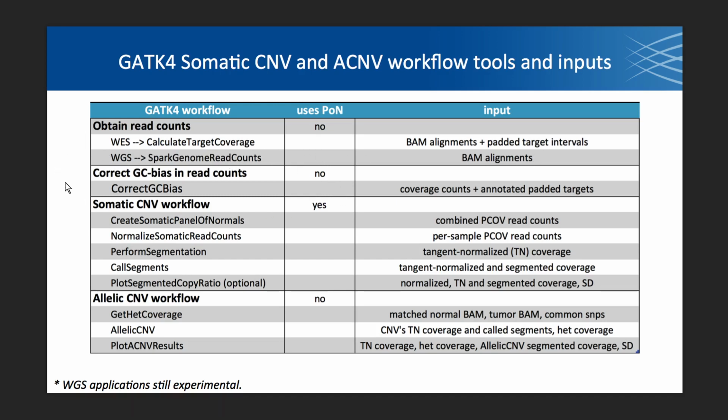You have an option to correct for GC bias in read counts with a tool called correct GC bias. And then we have the somatic CNV workflow, which takes the read counts or the GC bias corrected read counts and has 5 tools you can use to get copy number variant calls. And then the allelic CNV workflow builds on that, takes the outputs of the CNV workflow as well as a matched normal BAM to give us allelic CNV results using these 3 tools. And these are the only 3 tools that are actually out of beta status. There are a variety of tools available for allelic CNV, but these are the main ones that we recommend.